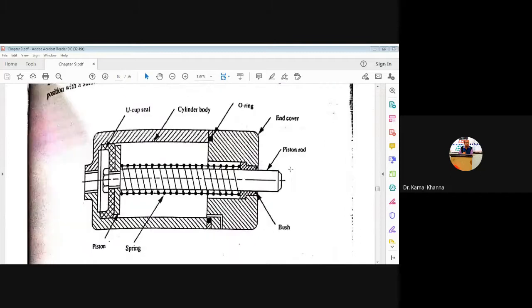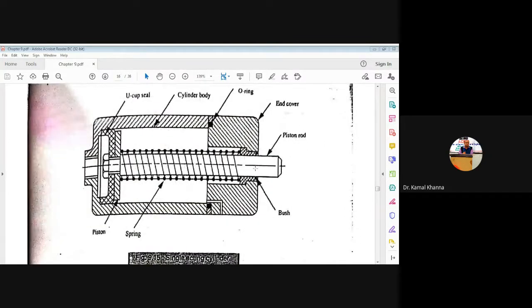In the single acting cylinder, you can see we have only one inlet, and this is the outer casing. First, you can understand the construction of the air cylinder. This is the U cup seal. This is the cylindrical body. This is the O-ring, the seals. What is the necessity of the seal here? It protects against leakage of compressed air from the system, and also protects the system from impurities or contaminants that may come from the atmospheric air.